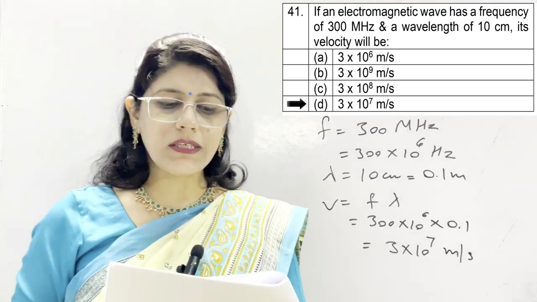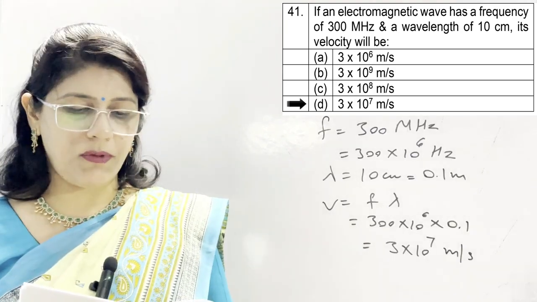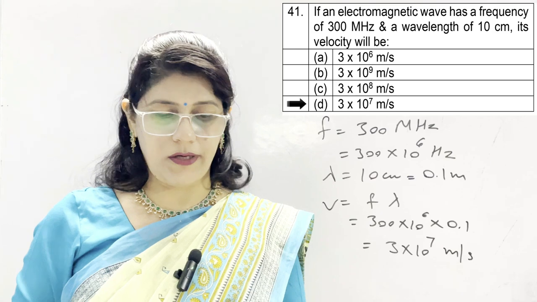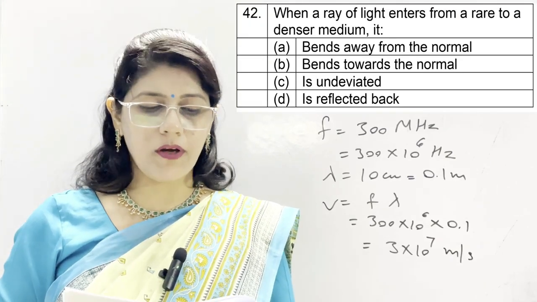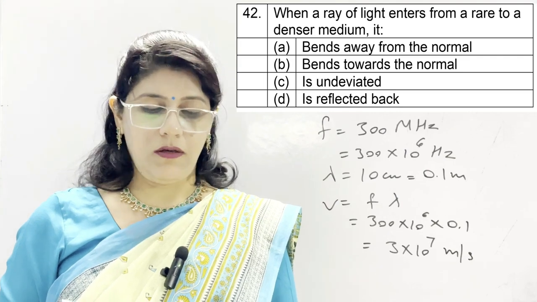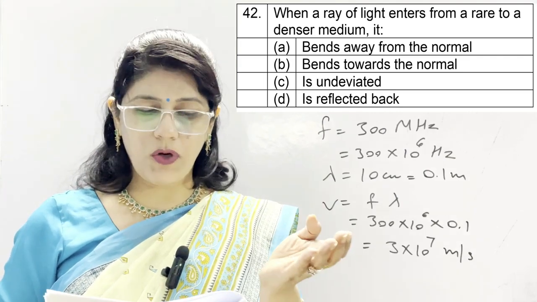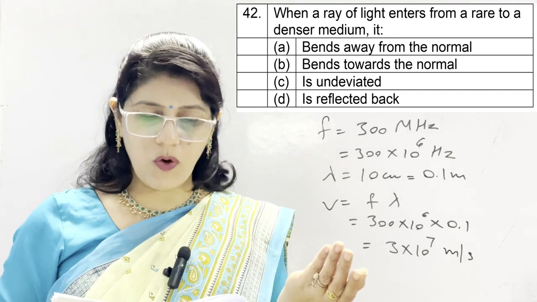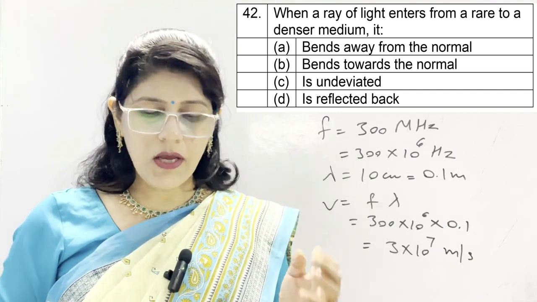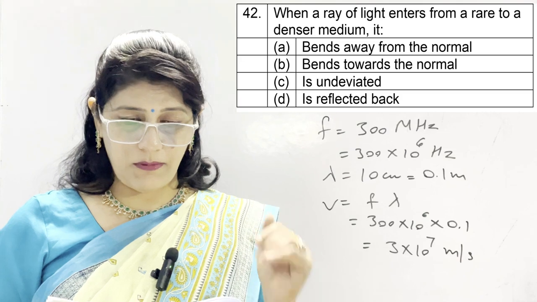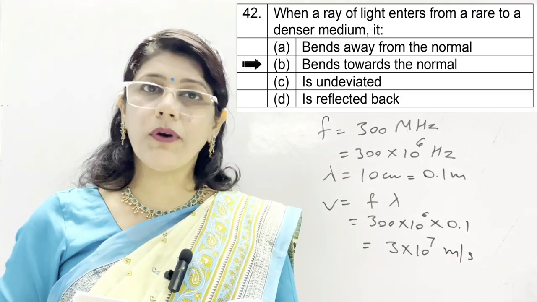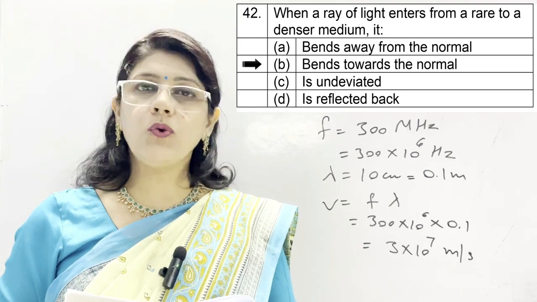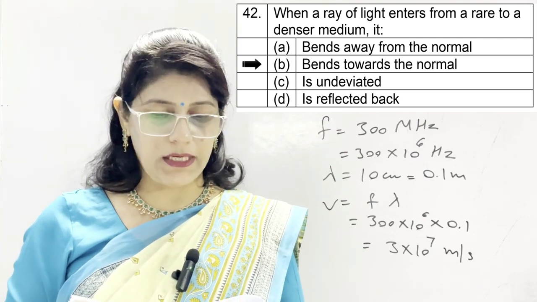So the correct option is D, which is 3 into 10 raised to power 7 meter per second. Other options are incorrect. In question number 42, when a ray of light enters from a rarer to a denser medium, option A is it bends away from the normal, B is it bends towards the normal, C it is undeviated, and D it is reflected back in the medium. So the correct option is B, because light is entering from a rarer to a denser medium, it bends towards the normal. Option number B is correct.